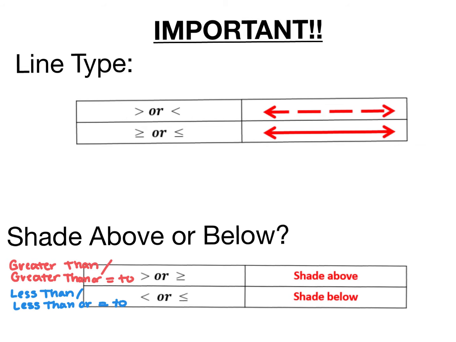As a reminder, it's very important that we remember how we determine our different types of lines. If we have a situation where it's just greater than or less than, use a dashed line, versus if it's greater than or equal to, use a solid line. And then also, if it's greater than, we would shade above, versus when it's less than, and it looks like that tilted L, you shade below.